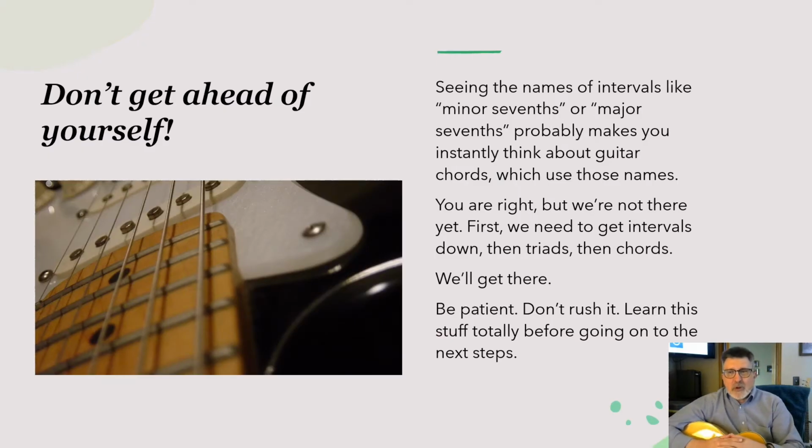Now, I know you're chomping at the bit because you probably already know some chords that have names like C major seventh or A minor seventh, and you're thinking, oh wow, that has something to do with the chords. You're right, but we're not there yet. We'll get to that in a future lesson. We need to go through triads and chords, then you'll see how this all fits together. So be patient, we'll get there. Don't rush it.